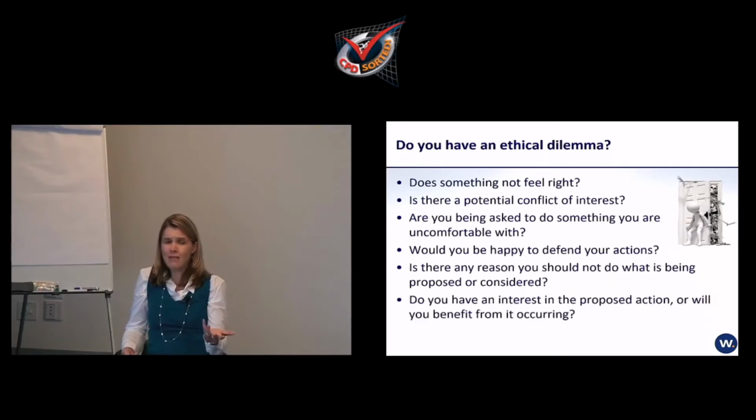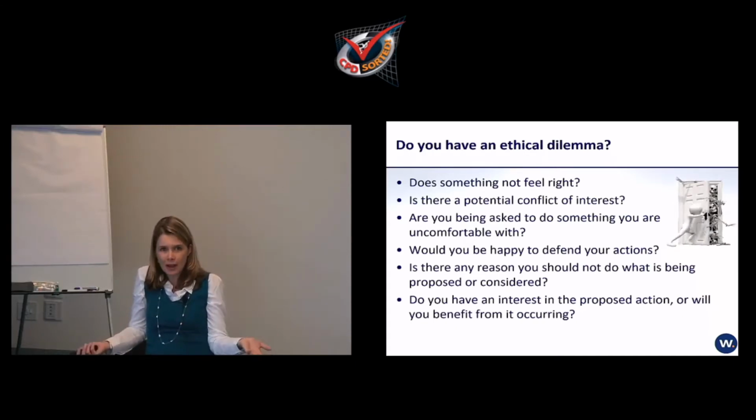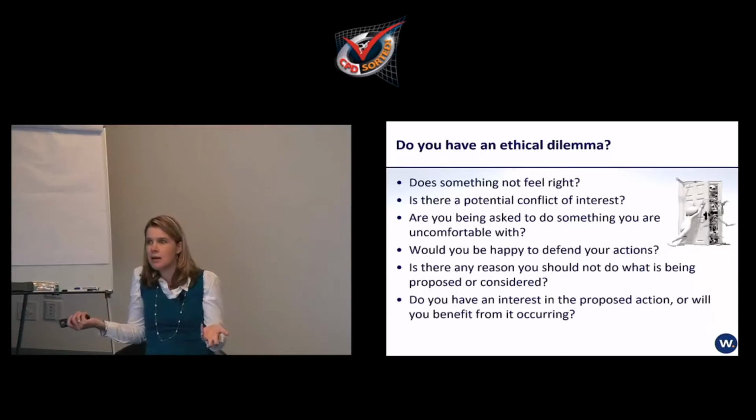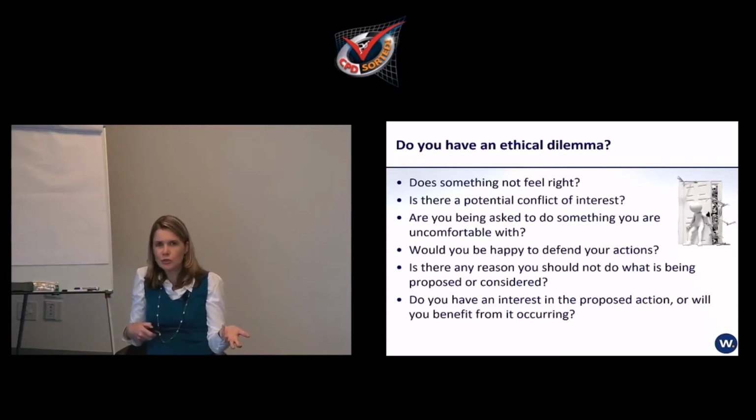So you can have a look at these. We've spoken about that. We've got conflict of interest. You don't feel comfortable. You've got a lack of independence. There's some reason that things aren't sitting with you. You can benefit from the action taken. Someone else is pushing you because they benefit from the action taken.